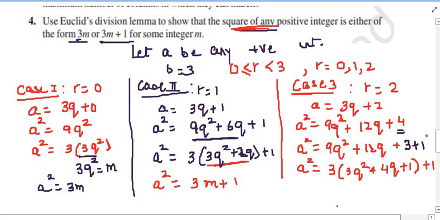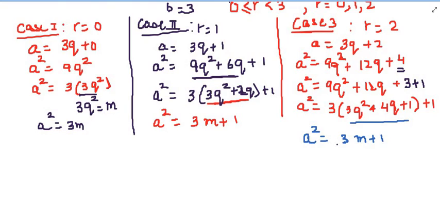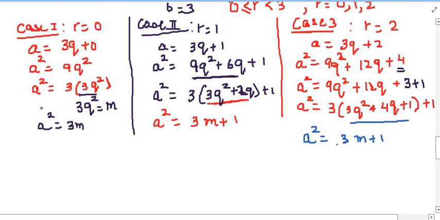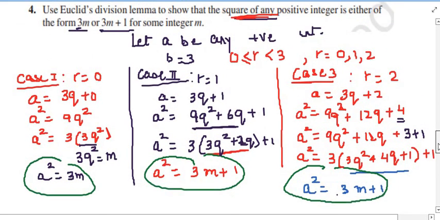So let's say this is equal to m, a positive integer. So it means a square is equal to 3m plus 1. If we observe from these three, we can say that square of any positive integer is of the form either 3m or 3m plus 1. Hence it is proved.